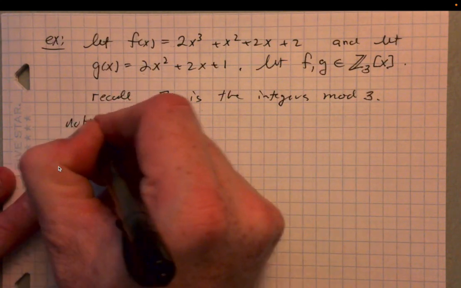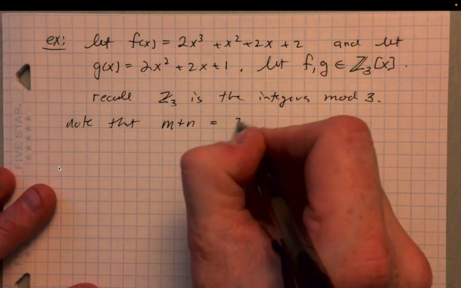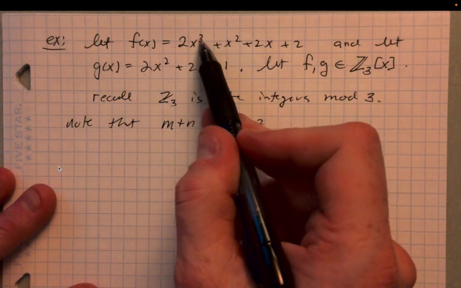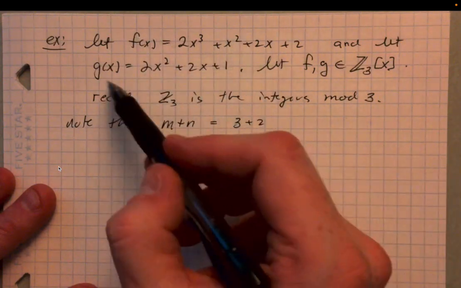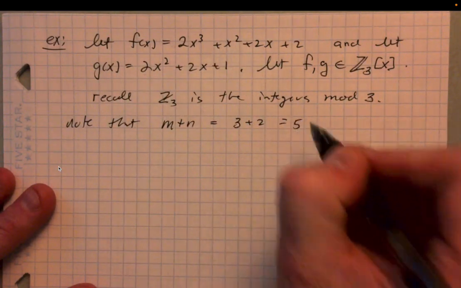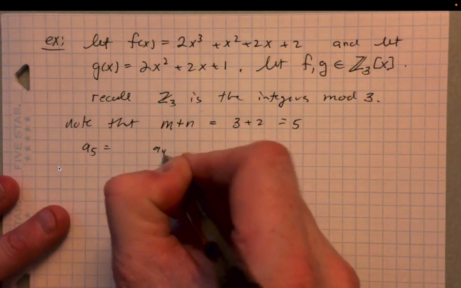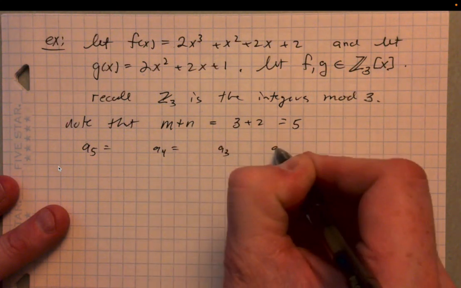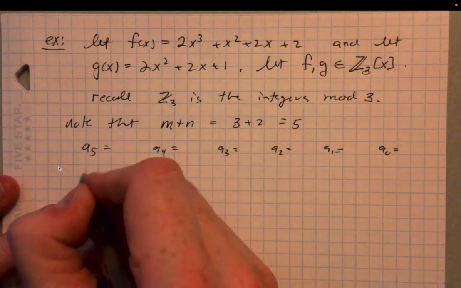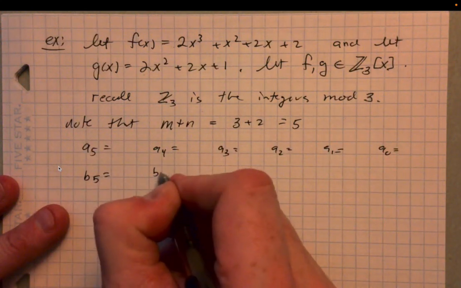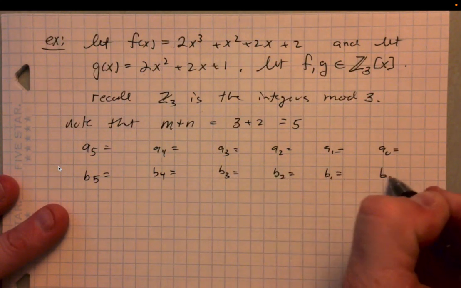So let's note that m plus n in this case is 3 plus 2. We'll say m is 3 from the f polynomial, and n is 2 from the g polynomial. So m plus n is equal to 5. That means we'll need an a5, a4, a3, a2, a1, and a0. And we'll need a b5, b4, b3, b2, b1, b0, right?